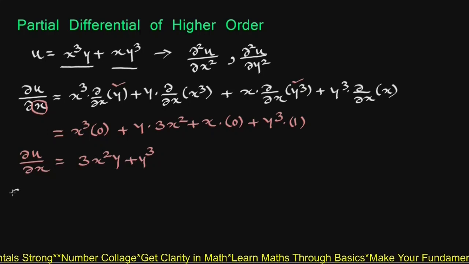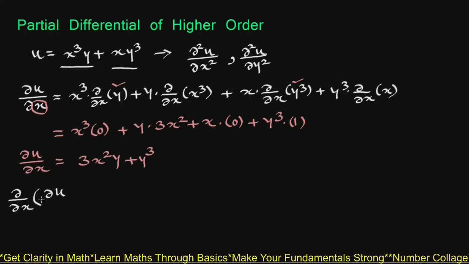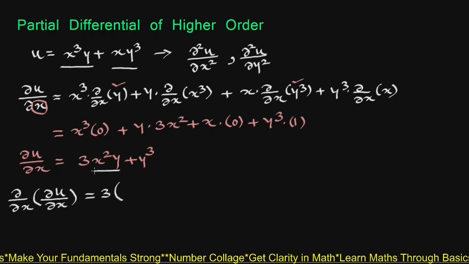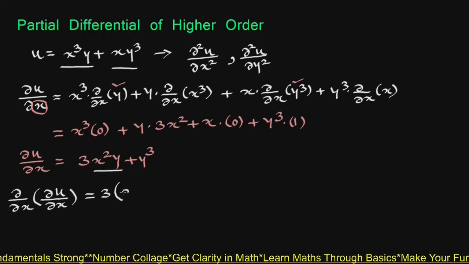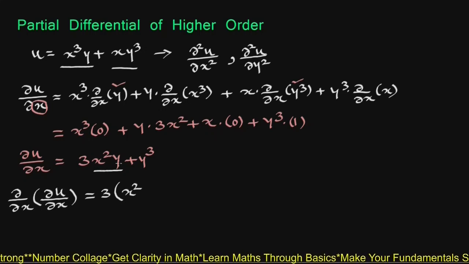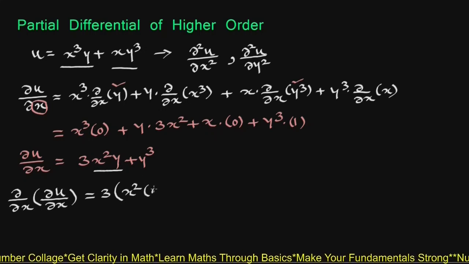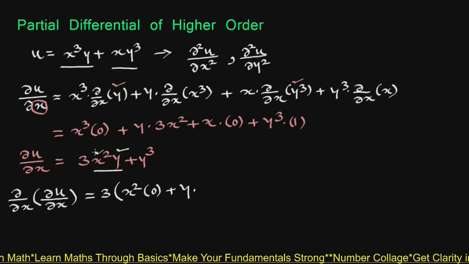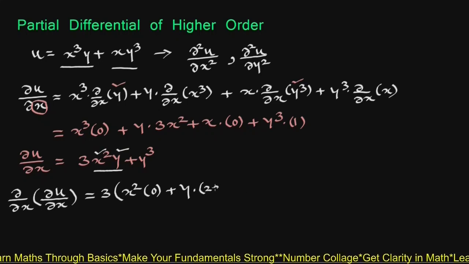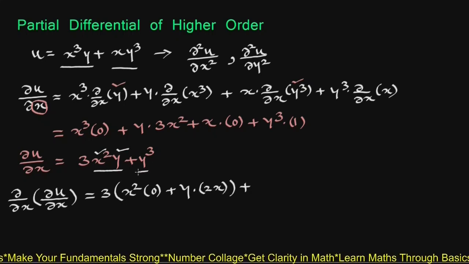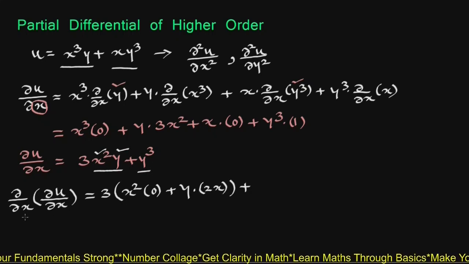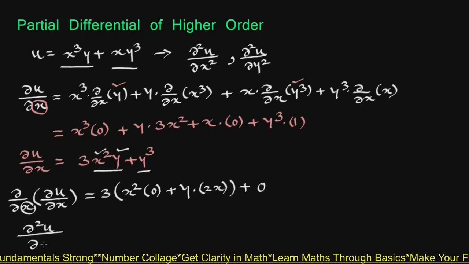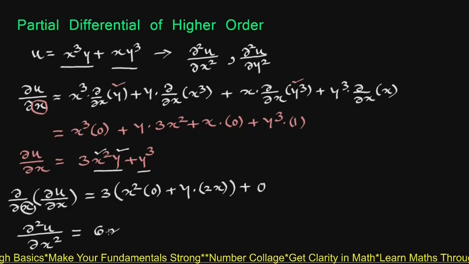Next we will find ∂/∂x of ∂u/∂x, which is 3 into, we will use product rule for x square y. So first function x square, partial derivative of y with respect to x will be 0 plus this y into partial derivative of x square with respect to x will be 2x plus partial derivative of y cube with respect to x will be 0. So ∂²u/∂x² will be 6xy.